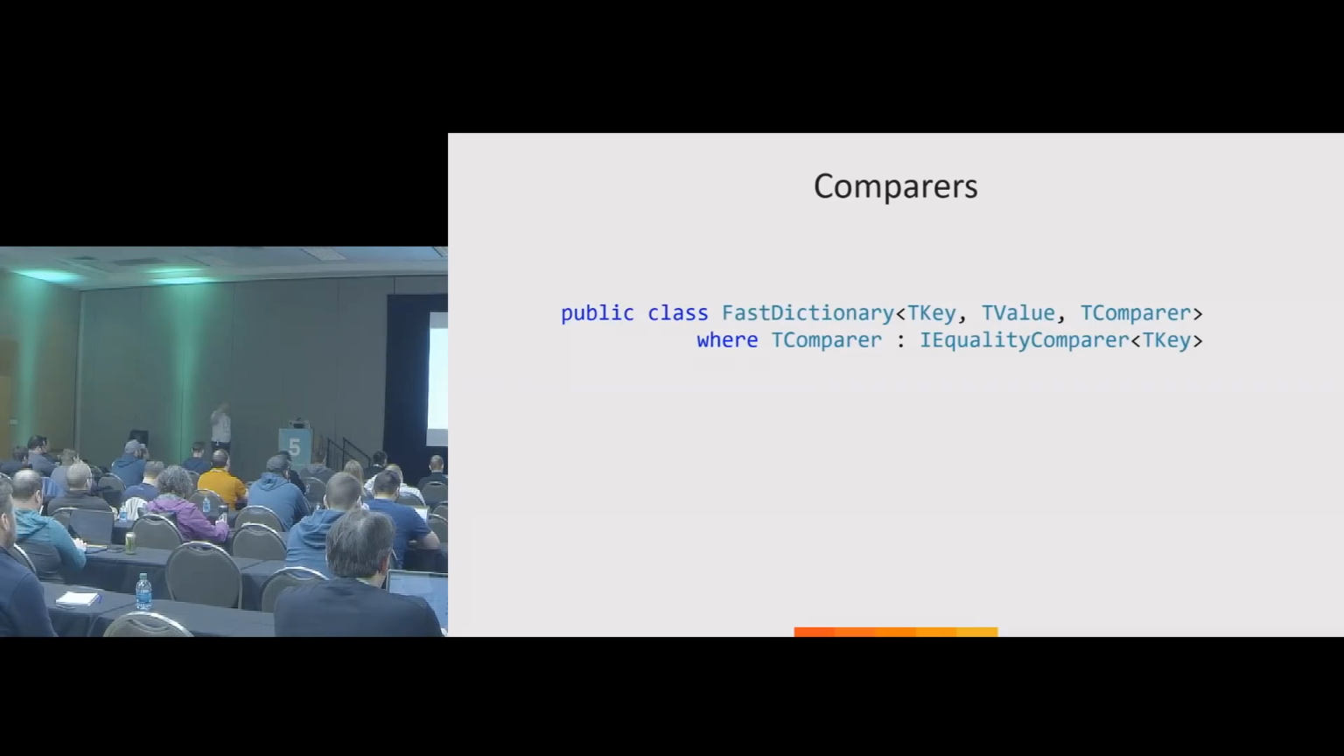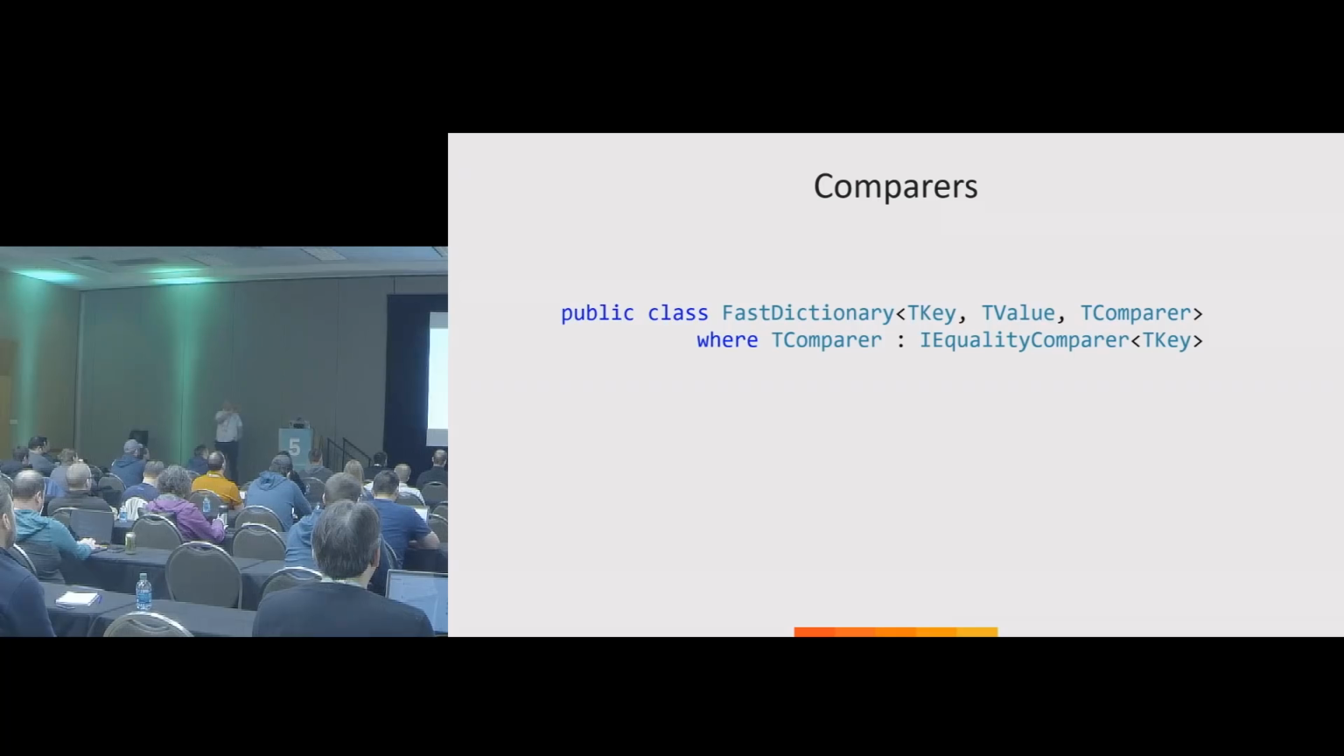So let's talk about another use case. Has anyone been using a dictionary before, right? If you're not using a dictionary, you haven't coded in C#. Well, dictionaries are particularly bad when you have to define objects which are user-defined. Why? Because of comparers.